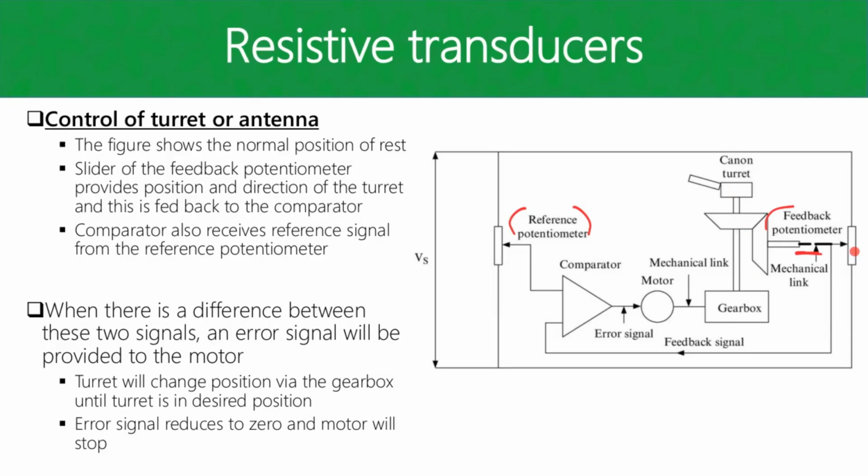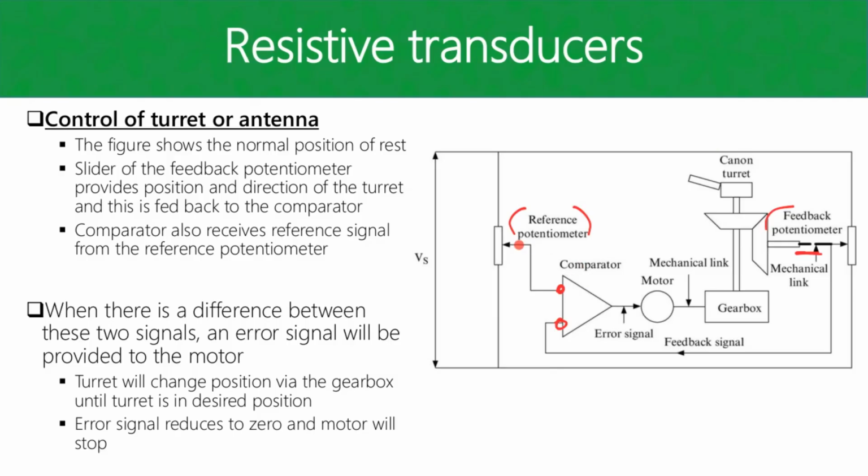So essentially, basically what happens here is if the voltage on your reference and the voltage on your feedback potentiometer, which is then on your comparator, are the same, that means the cannon is pointing where you want it to point, right? So the comparator is going to output 0, so the motor is not going to do anything, and this cannon is just going to point in the direction that it is already pointing in.